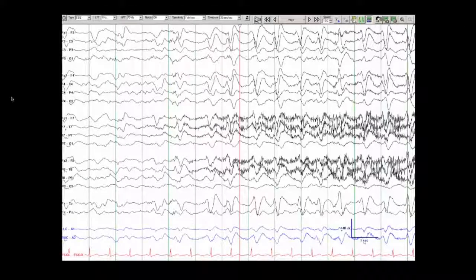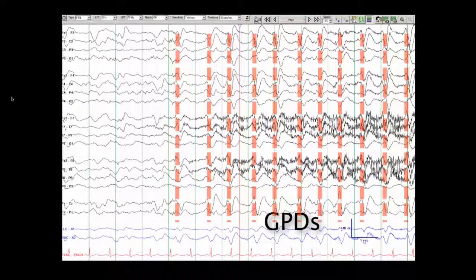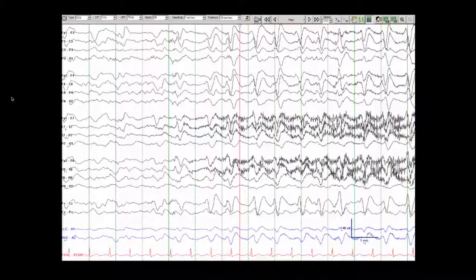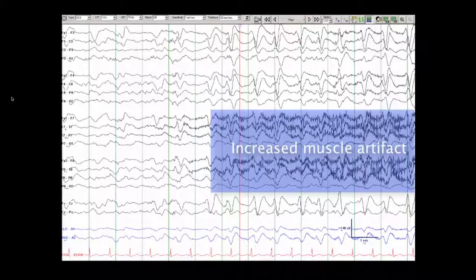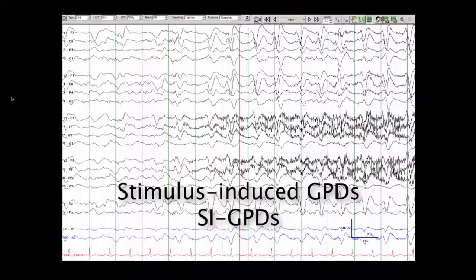Here is another example of generalized periodic discharges. You can see that on the left half of the page, for the first several seconds, there are no clear generalized discharges. Then the discharges appear on the second half of the page. Again, they are sharply contoured, have a triphasic morphology, and occur at approximately 1 discharge per second, or 1 hertz. What we also notice is in the second half of the page, there is some increased muscle artifact in the temporal chains. This likely means that this patient has been stimulated or is undergoing an arousal. Therefore, we would say that these could be stimulus-induced discharges, which is a common finding in encephalopathic patients.